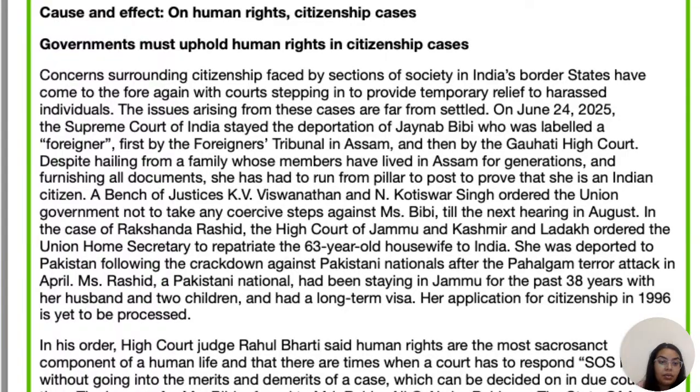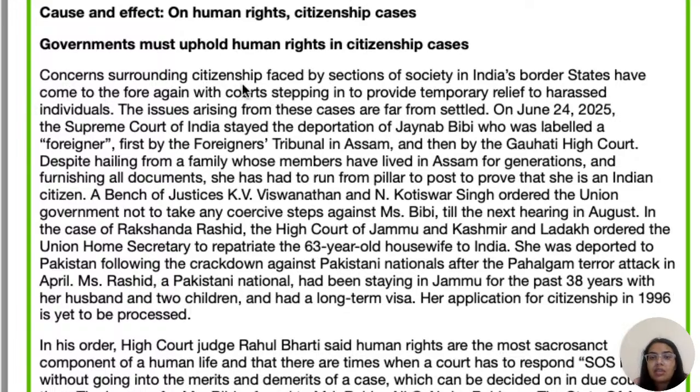I'll explain you, and then you can let me know in a statement in one line from what you have understood कि इसका central idea main message है. So the cause and effect, self-explanatory words on human rights, citizenship cases. Citizenship को लेकर क्या चीजें हैं? Governments must uphold human rights in citizenship cases. Human rights को connect कर रहा है citizenship से.